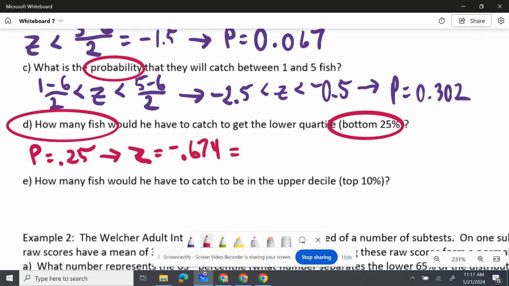We're going to set that equal to x minus the mean over the standard deviation. We're going to times it by 2. We're going to add the 6, and that gives us 4.65, or what we're going to say is 5 fish.